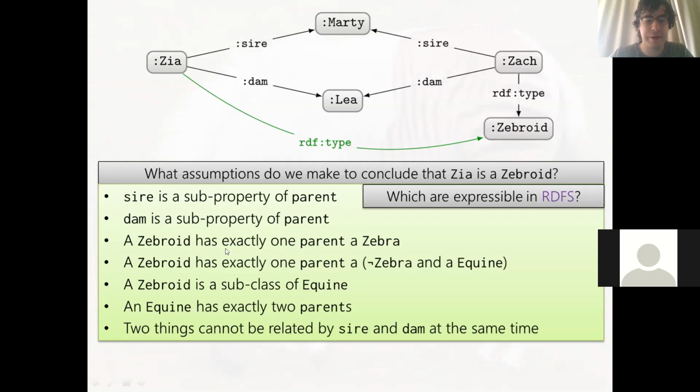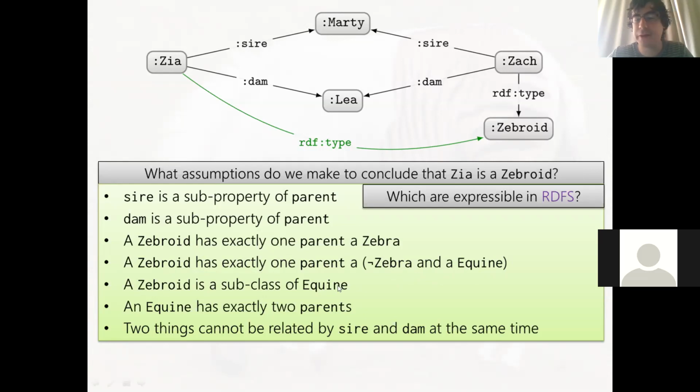The third one, a zebroid has exactly one parent, a zebra. No, we don't have a way of counting really, or specifying limits and counts. Nor this one, we can't say not zebra, for example. We can't say not zebra and the equine.